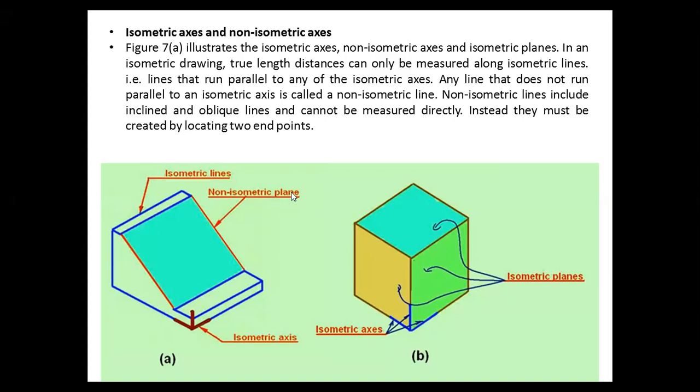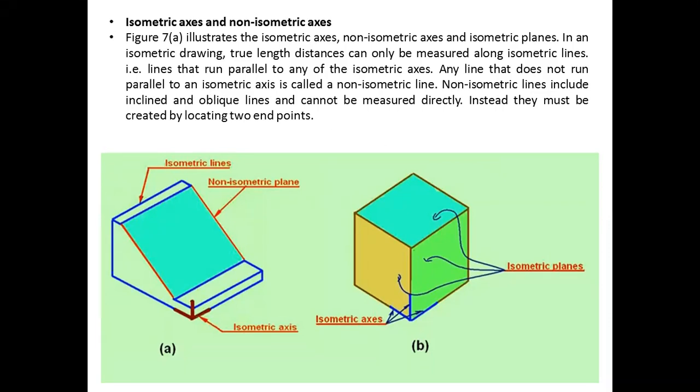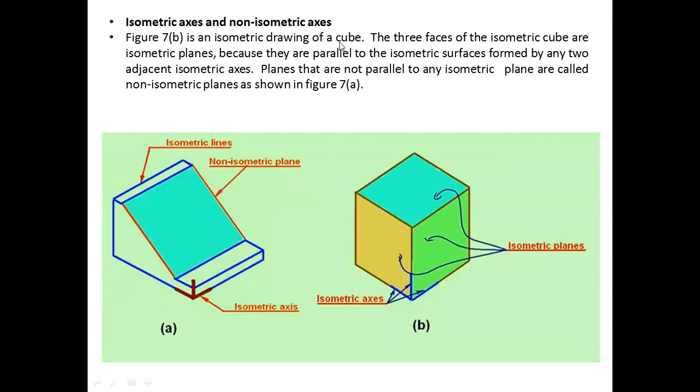Okay. So we saw what are isometric lines, what are non-isometric lines, what are isometric axes, and what are the isometric lines that are parallel to the isometric axes. Now here, this figure on the right side, I'll just point it out. This figure shows an isometric drawing of a cube.